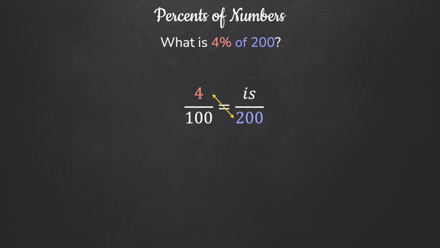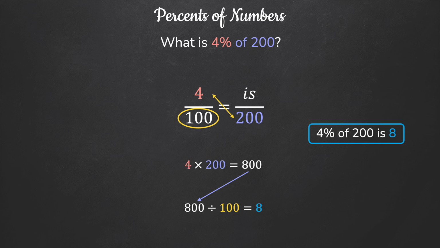So we're going to go ahead and cross multiply. 4 times 200 is equal to 800. Then we're going to divide by 100. So 800 divided by 100 is equal to 8. That means that 4% of 200 is 8.